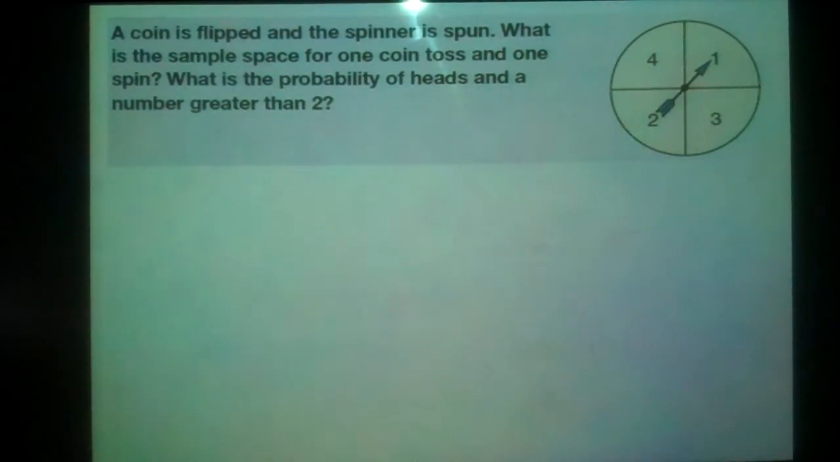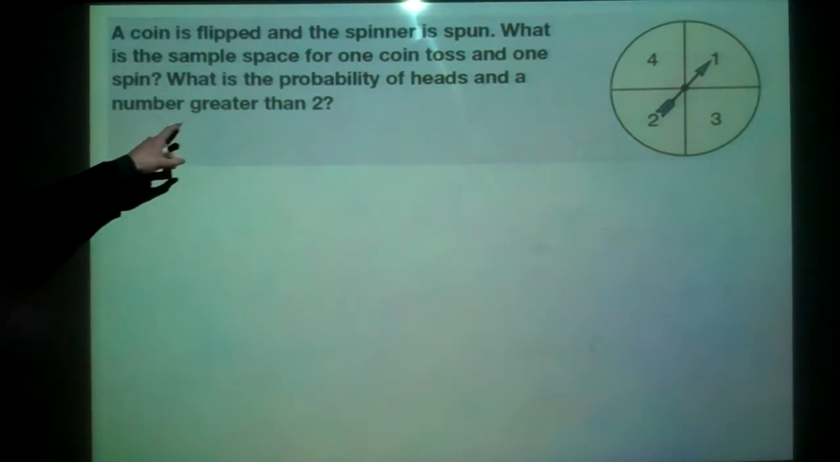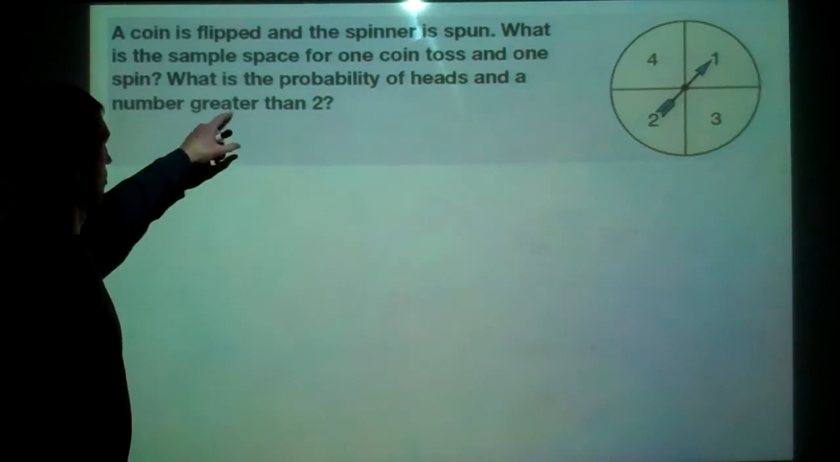Alright, this is the example that we left off on, and we're going to come up with the sample space. First of all, we have a coin and this spinner. What's happening is we're flipping the coin once and spinning the spinner once, and we're going to see the different outcomes that could possibly happen. And then we're going to figure out what the probability of a heads and a number greater than 2 would be.